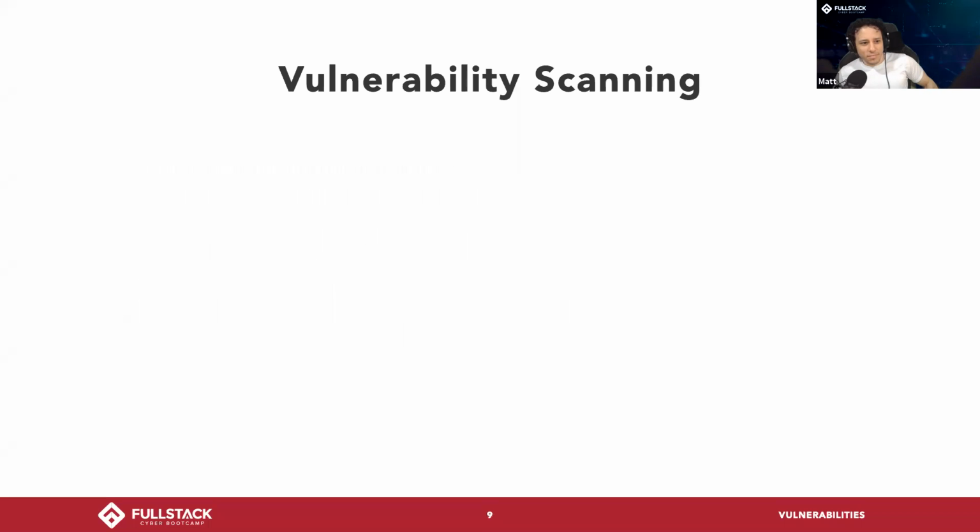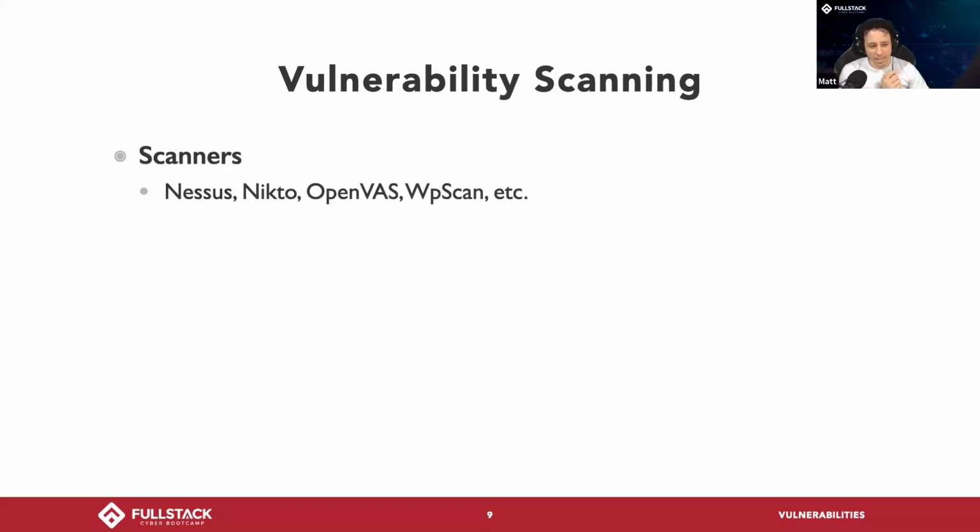All right. So that's what scanning is. So let's talk about some of the scanners. You're going to use one today. You've used some in the past. Here are the big ones, right, that you should be at least a little bit familiar with.